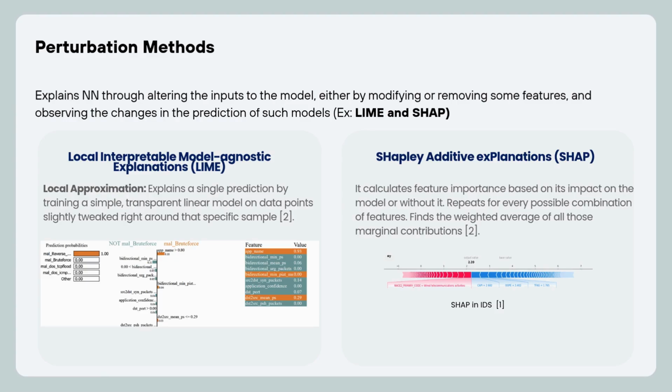So what are perturbation-based methods? These techniques explain neural networks by altering the inputs of the models, whether through modifying the sample or removing some features, and observing the changes that has on the prediction of such models. Two main examples of such techniques are Local Interpretable Model-agnostic Explanations, or LIME, which provides local explanations, and Shapley Additive Explanations, or SHAP, which uses game theory to look at the impact of features on the model's predictions. SHAP offers both local and global explanations.